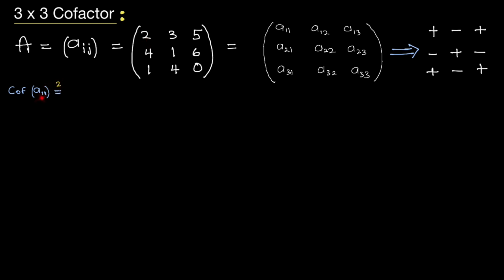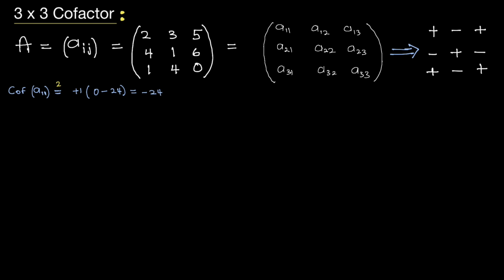Number 2 is in A11, and that will be plus 1. So what we do is we draw that one, and that will be 1 times (0 times 1 minus 4 times 6), because we draw a line here, we draw a line there. So 0 times 1 minus 4 times 6, and that equals minus 24 times 1, which is minus 24.